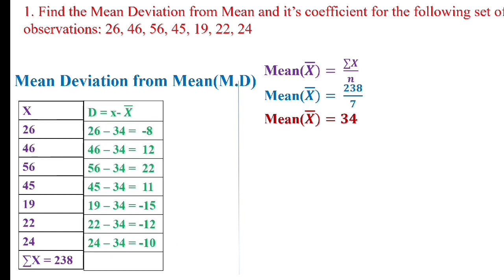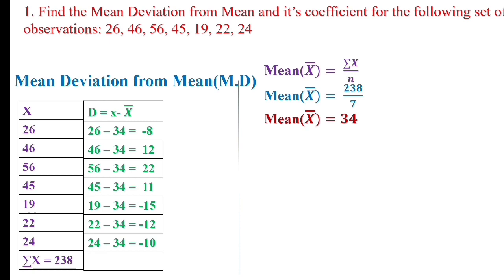So we need to find capital D, which represents x minus x mean value. Mean value here is 34. So we subtract: 26 minus 34 equals minus 8. 46 minus 34 equals 12. 56 minus 34 equals 22. 45 minus 34 equals 11. 19 minus 34 equals minus 15. 22 minus 34 equals minus 12. 24 minus 34 equals minus 10.